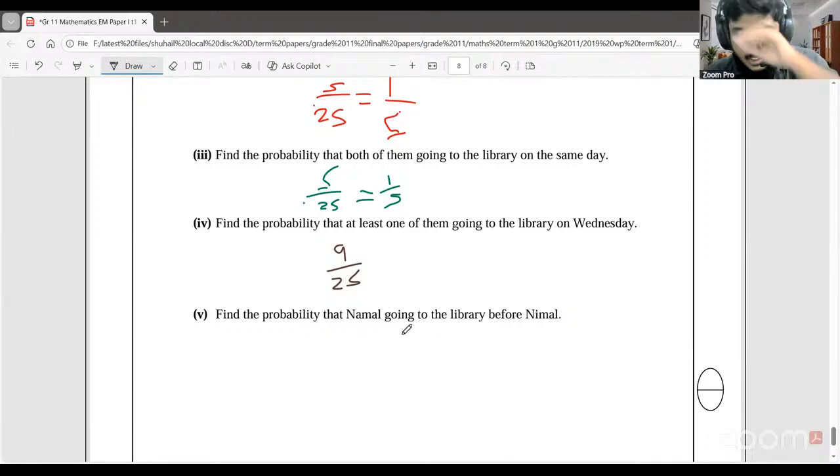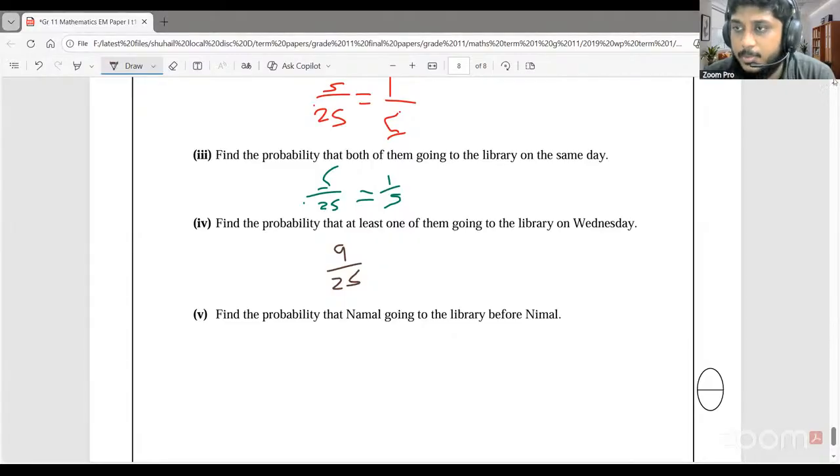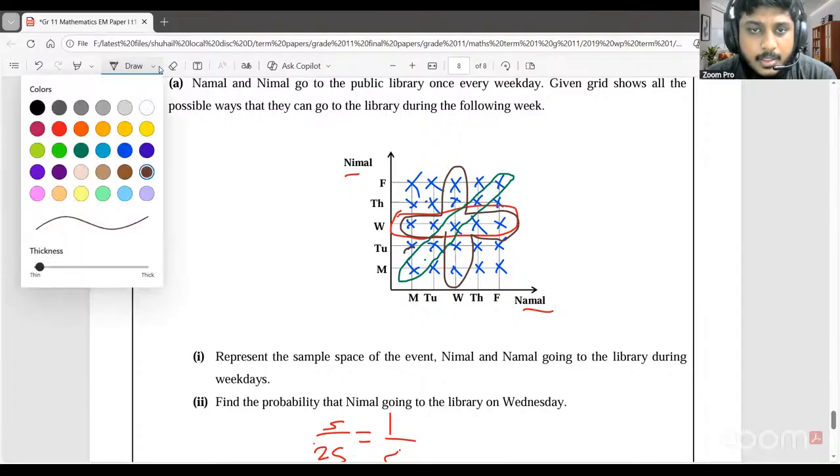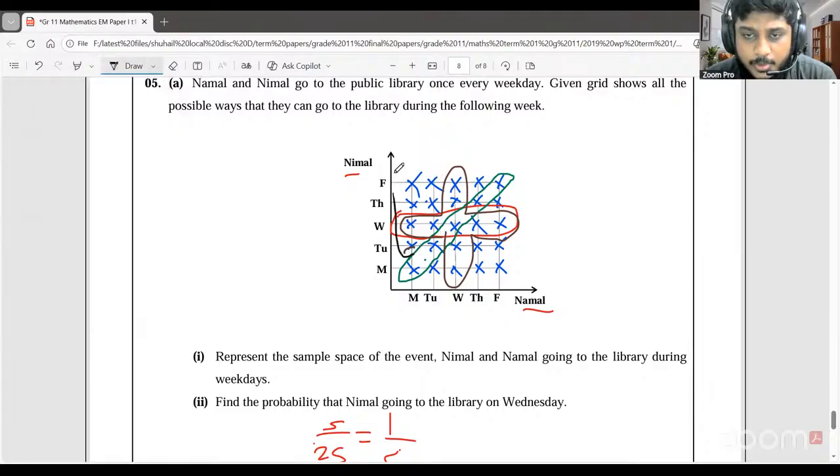Find the probability that Namal going to the library before Nimal. Namal is going before Nimal. So who should go early? Namal or Nimal? Namal should go early. Right? If Namal going on Monday, Nimal should come to library on Tuesday, Wednesday, Thursday, Friday. It's a different color. I'll use black. They should come on Tuesday, Wednesday, Thursday, Friday.